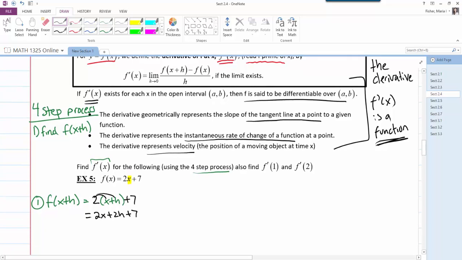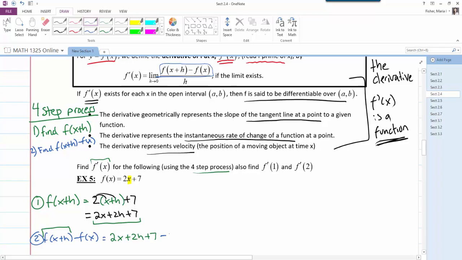Then the second thing I want to do is to find f of x plus h minus f of x. So I'm now finding this numerator piece. So step 2, what is f of x plus h minus f of x? Well, I already know what f of x plus h is. I already know this portion. I found it above. That is the 2x plus 2h plus 7. So now what I need to do is subtract f of x.